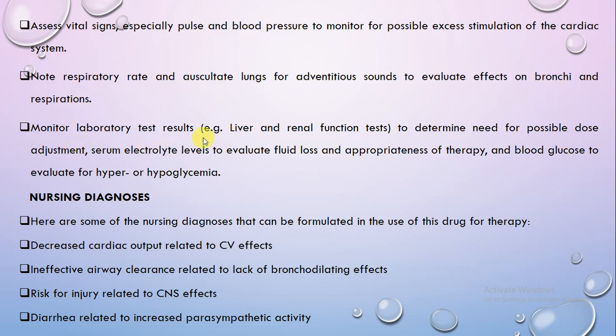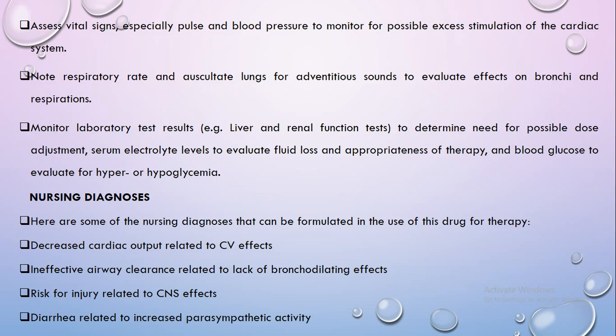Monitor laboratory test results, for example, liver and renal function tests, to determine the need for possible dose adjustment. Serum electrolyte levels should be checked in order to evaluate fluid loss and appropriateness of the therapy, and blood glucose to evaluate for hyper or hypoglycemia. So these are very important parameters, especially whenever we are going to administer adrenergic or anti-adrenergic drugs to a patient.